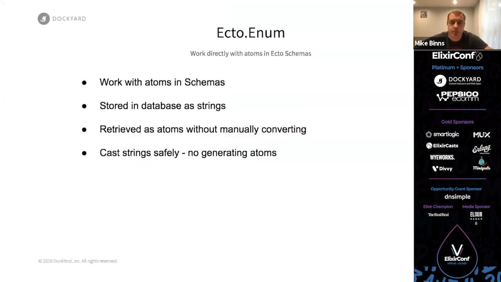The first parameterized type that went in with the same pull request was Ecto enum, which allows you to work with atoms in schemas. It stores those atoms as strings in the database, and then retrieves them out of the database and automatically converts them to atoms. So that's what you're working with when you call repo.all or repo.get. It casts strings safely, so if someone tries to cast a string that isn't one of your specified values, it won't cause an atom overflow.